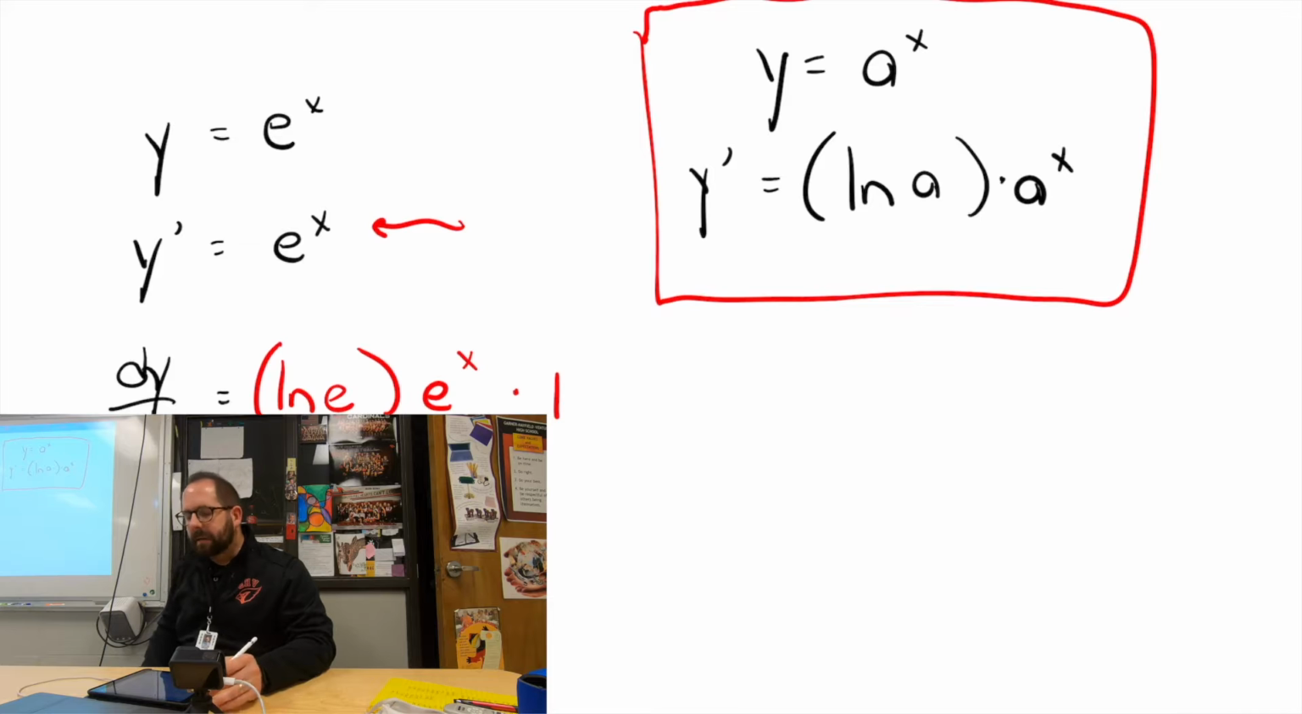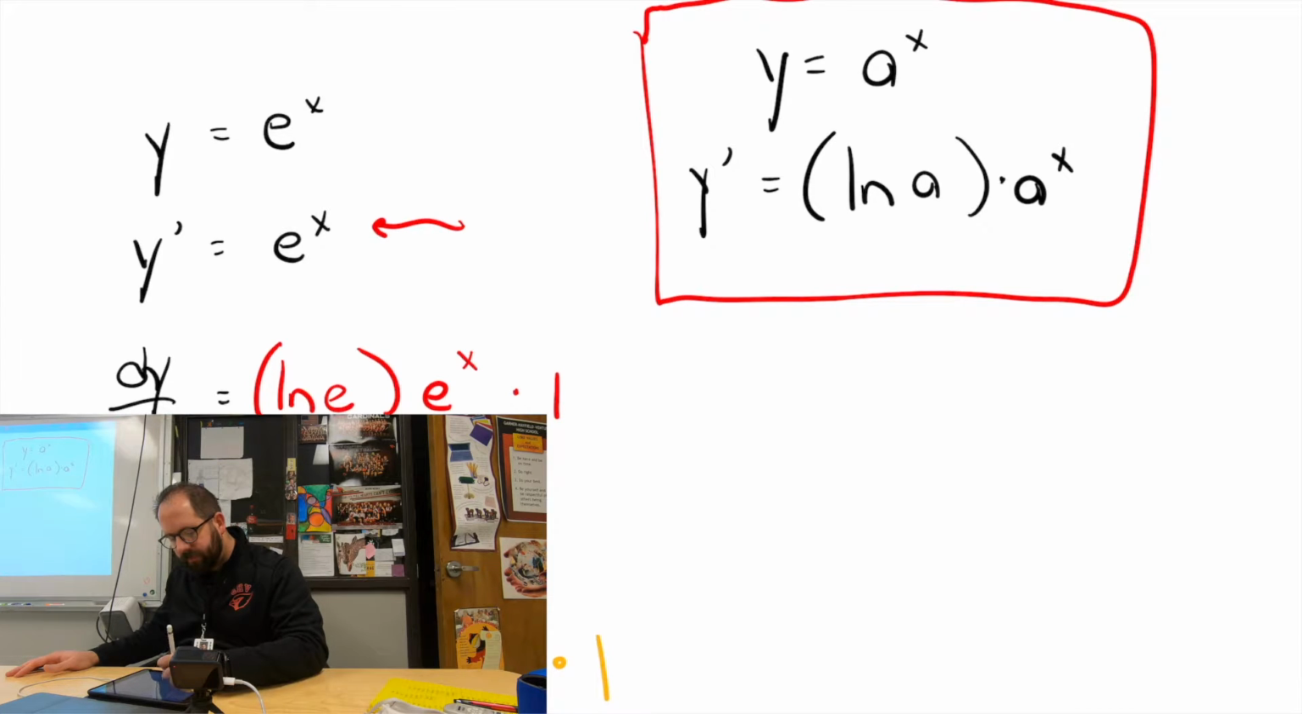Well, here's the idea. Natural log of e, right? This actually stands for the log of base e of e. That's what that stands for. That's what the natural log means. It's log of the natural number. Well, what power do you put on an e to make e? 1. And so that thing right there turns out to be a 1 times e to the x times 1.